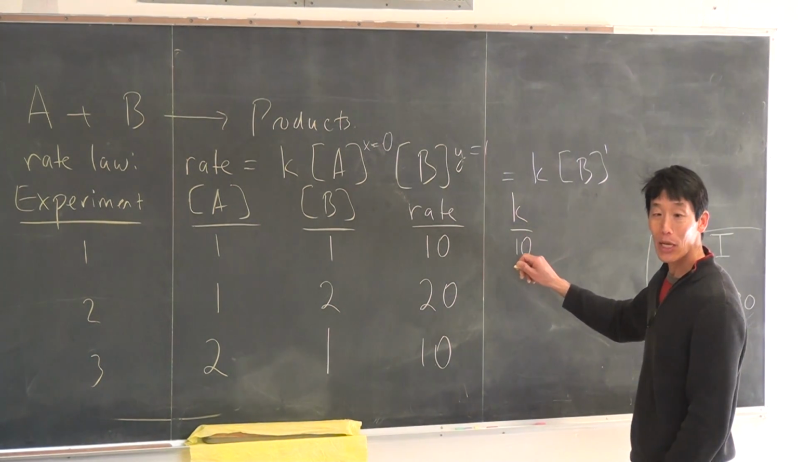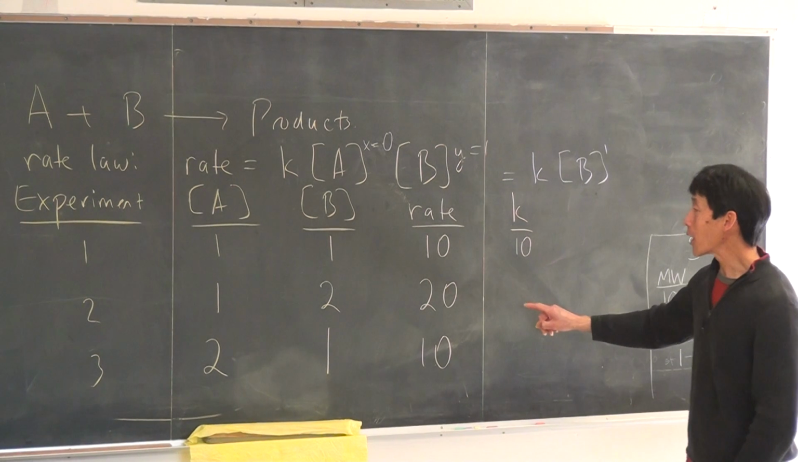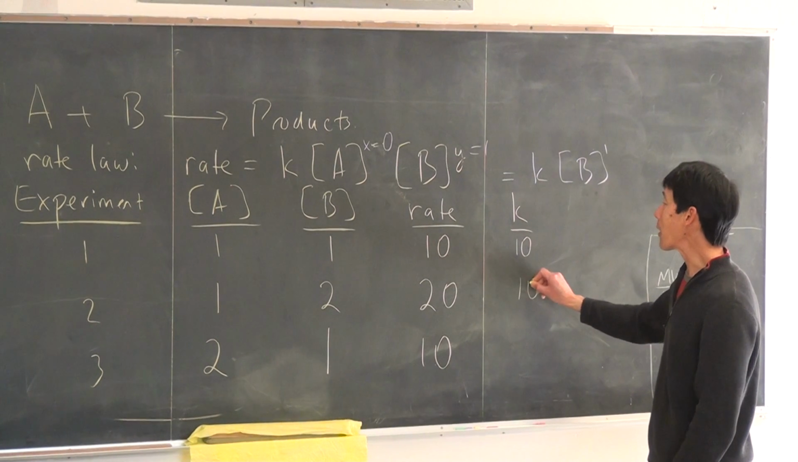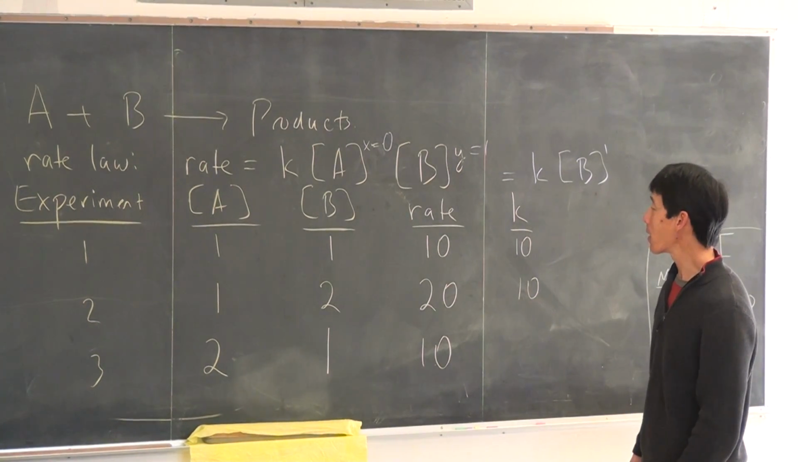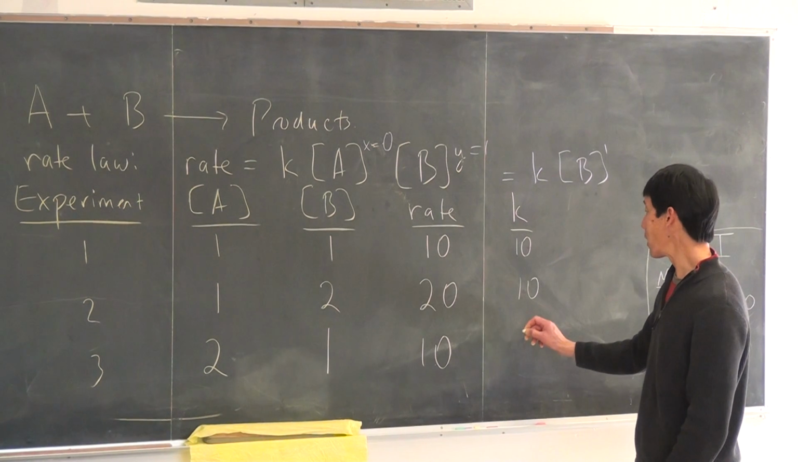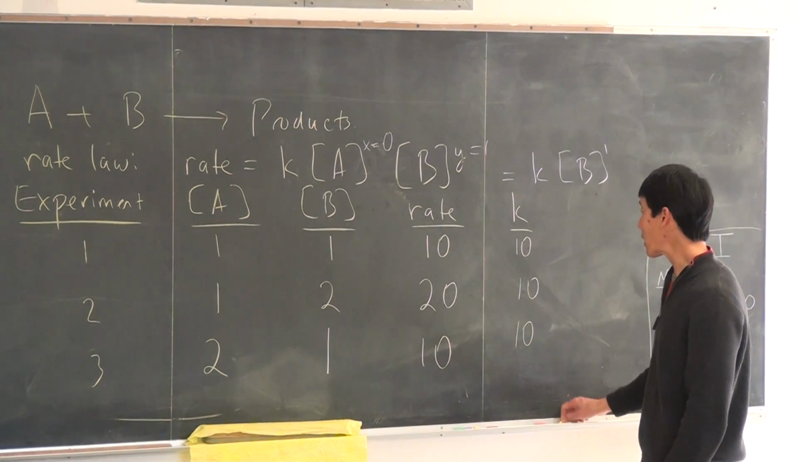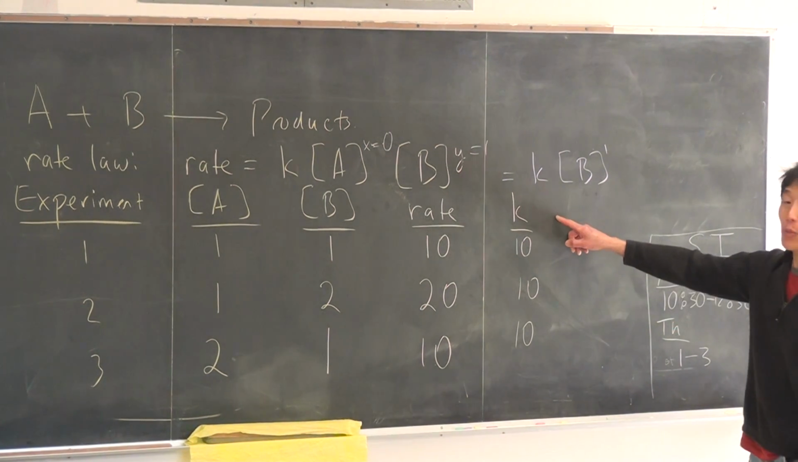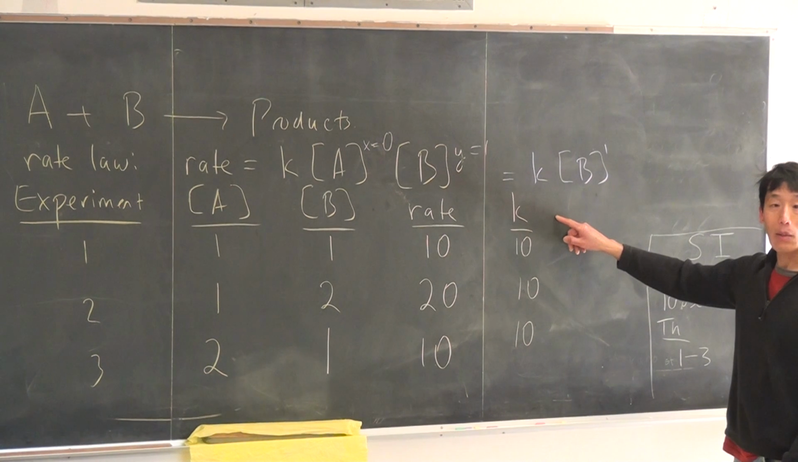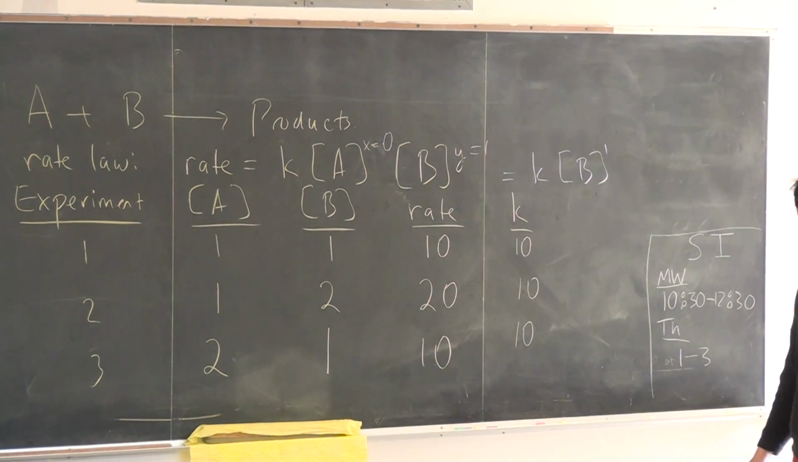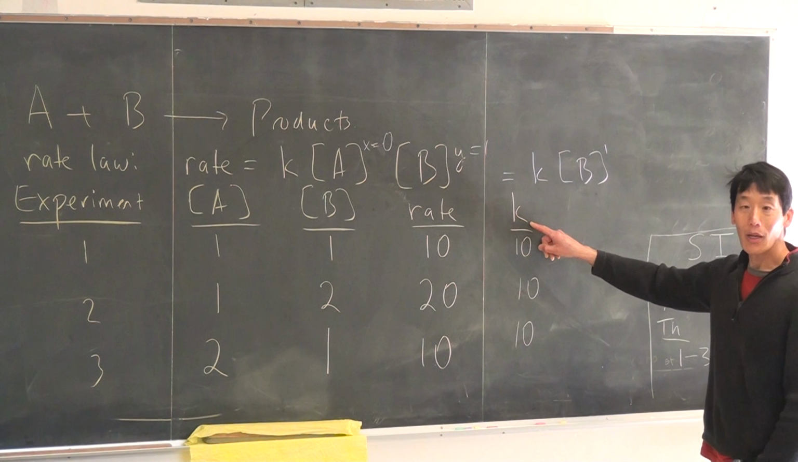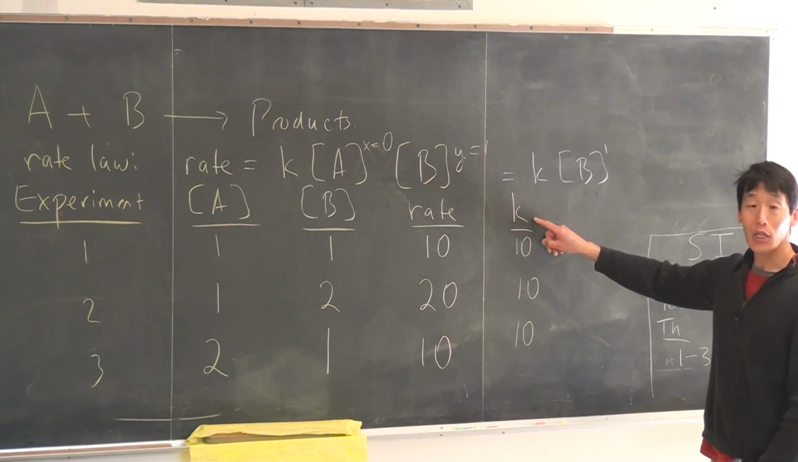We haven't looked at units yet. We'll take a look at units in a minute. For experiment 2, the rate is 20 divided by 10, which is 10. And for experiment 3, 10 divided by 1 is 10. So we should get the same number each time. This shows that the rate constant is a constant as long as we use the same temperature. If we change the temperature, the rate constant is going to change.